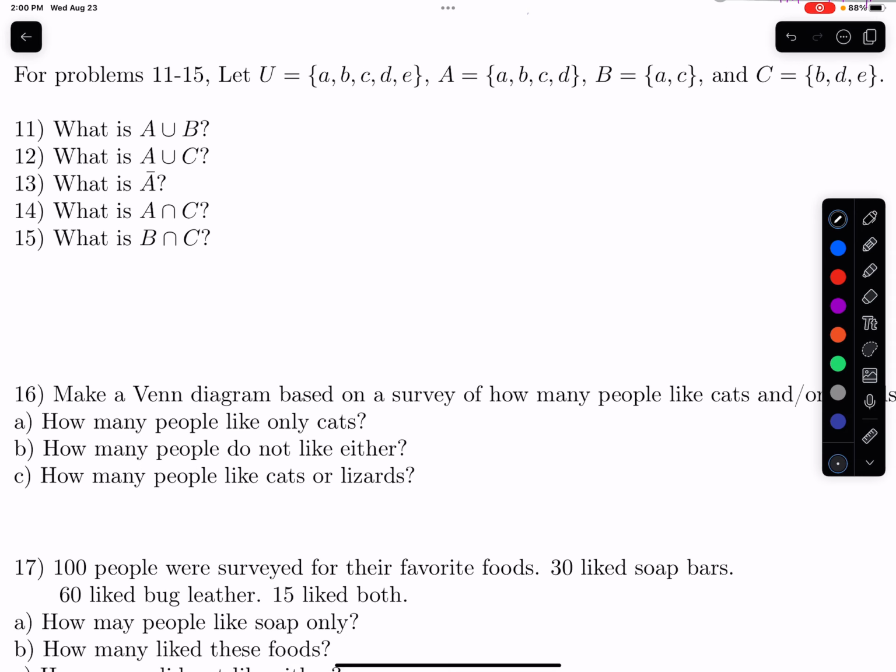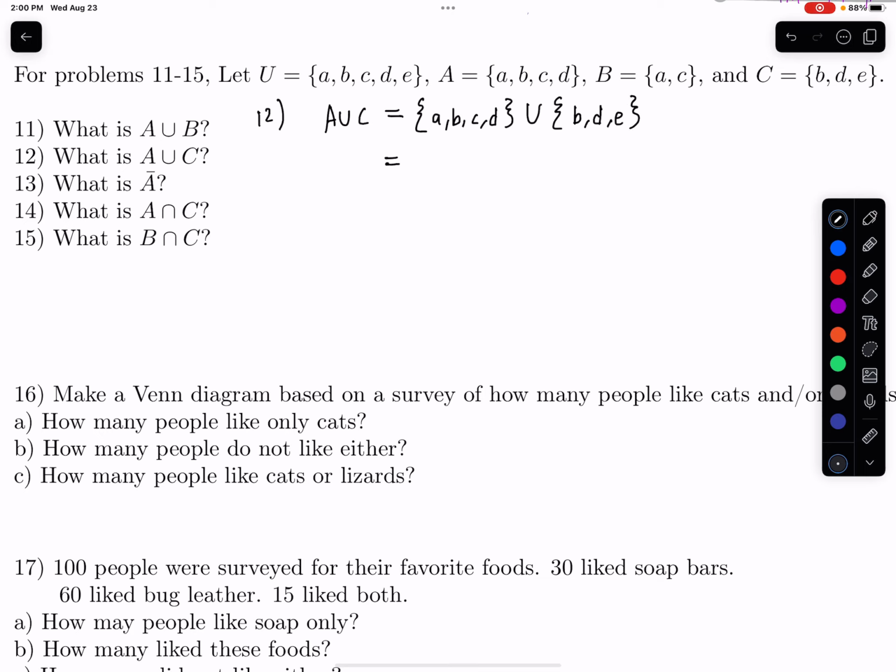Okay, so number 12. What is A union C? Again, first step, I'm going to say A union C is equal to, and just replace A with what it is. We see A is A, B, C, D. Those elements. Rewrite that union symbol, and then rewrite C. What is C? C is B, D, and E. One point for free right there.